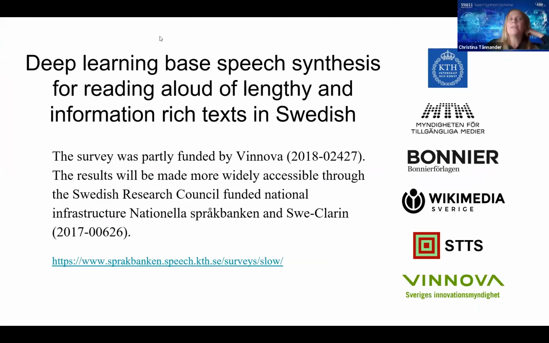This study is part of a project, deep learning-based speech synthesis for reading aloud of lengthy and information-rich text in Swedish. Thank you, Vinnova, and thank you, Swedish Research Council.